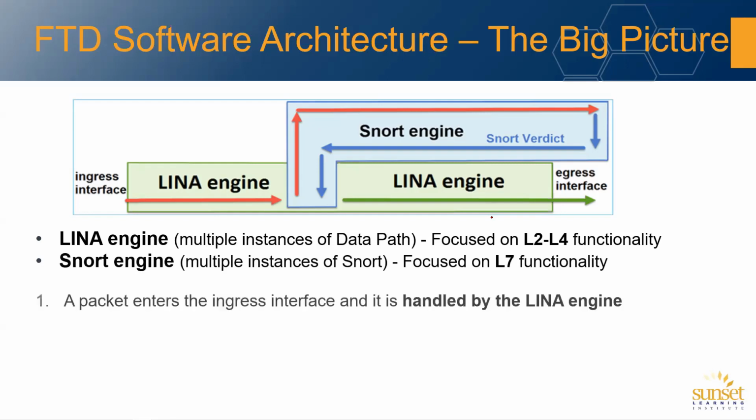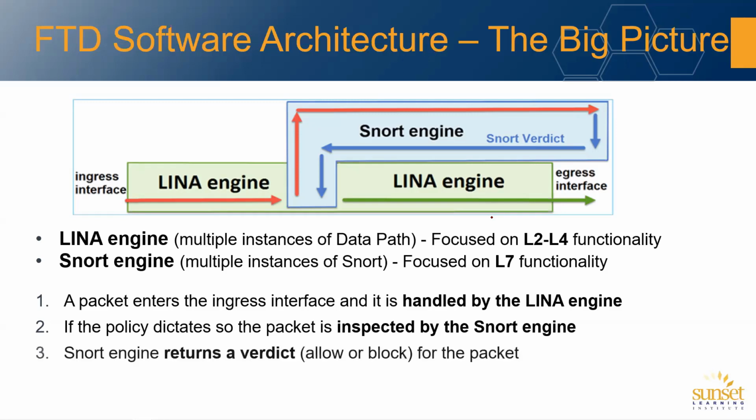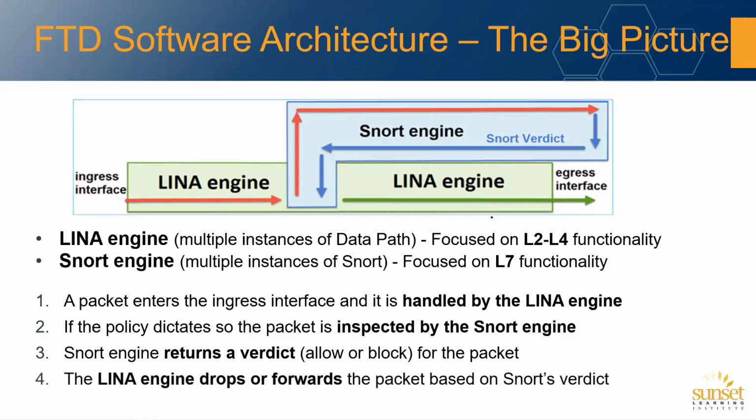A packet comes in at the ingress and it's handled by Lina. If the policy that we state dictates so, we can have SNORT inspect it. SNORT is only going to return a verdict that says allow or deny. And then Lina is going to drop or forward based on that.